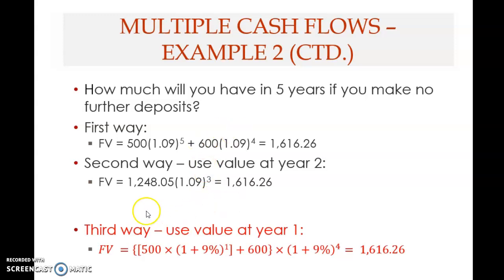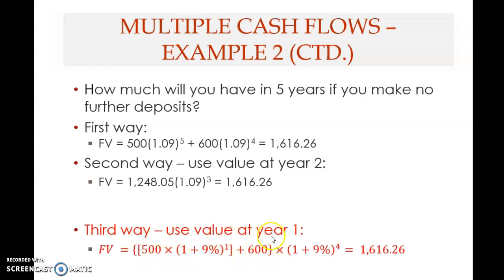Alright, let us continue with this third part in chapter 6. As I said, there are many ways of solving the same problem. This is another way, the third way. What we do is we take the first cash flow at the beginning of year 1, 500. We compound this for 1 year at 9%, so this will bring it to the value at the end of year 1. And then you add the cash flow at the end of year 1, which is 600.